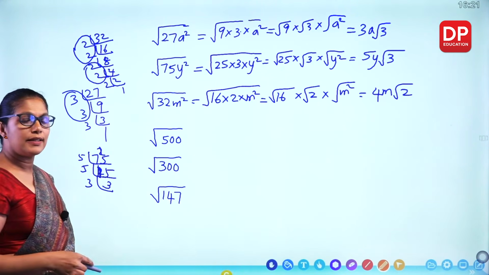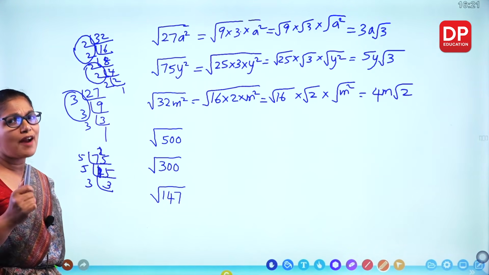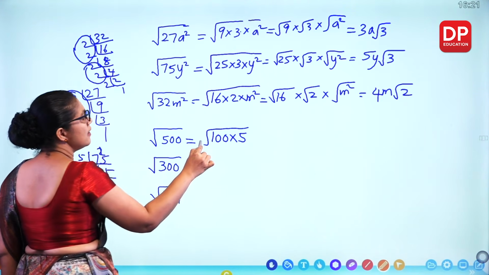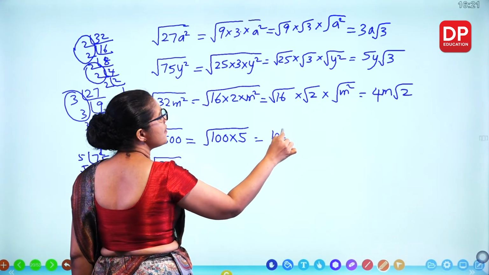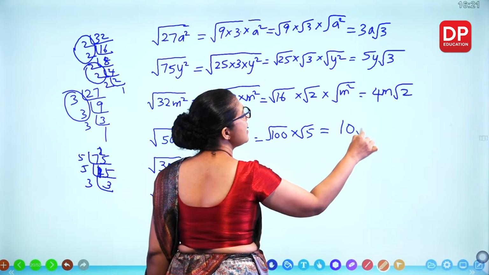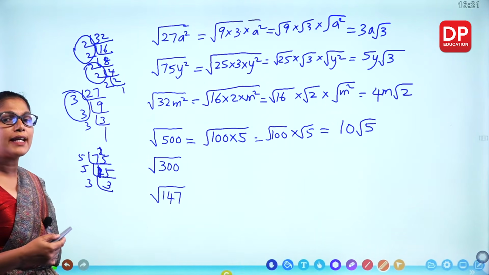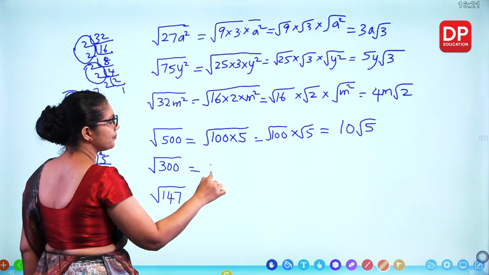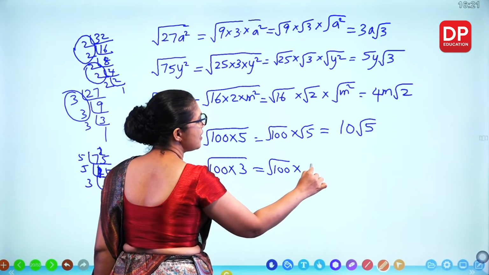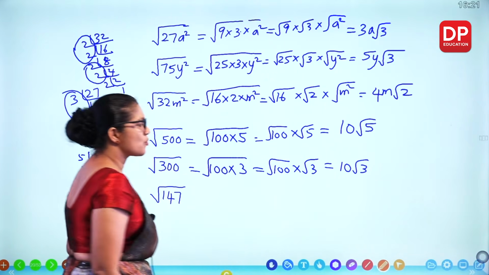What about 500? How can I write 500? We know 500 is 100 times 5. 100 is a square number. I'll straight away write down 100 times 5. Then I can write square root of 100 and square root of 5. What is square root of 100? You get 10 root 5. What about 300? Similarly, I can write 100 times 3. When you take separately, you get square root of 100 into square root of 3. Square root of 100 is 10 and you get square root of 3.